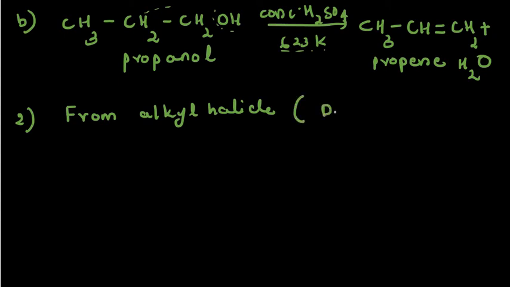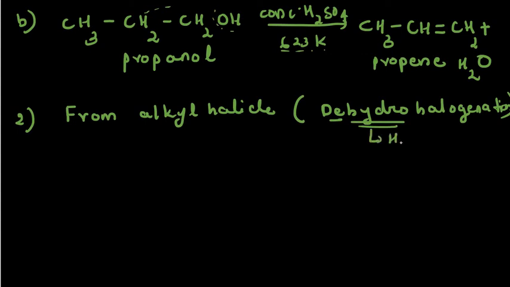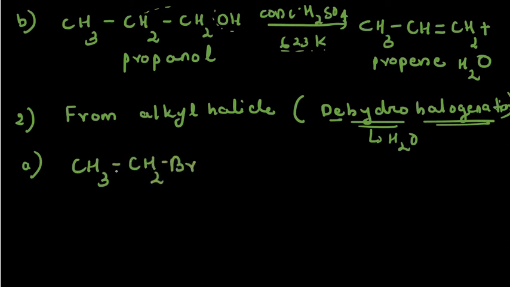Now this is also known as dehydrohalogenation. The first one was dehydration, and this one is known as dehydrohalogenation. That means there will be removal of a water molecule, and also removal of a halogen. So now let us see. Here we are taking an alkyl halide, CH3CH2Br. What is this? Ethyl bromide. Now the reagent used here is alcoholic solution of potassium hydroxide.